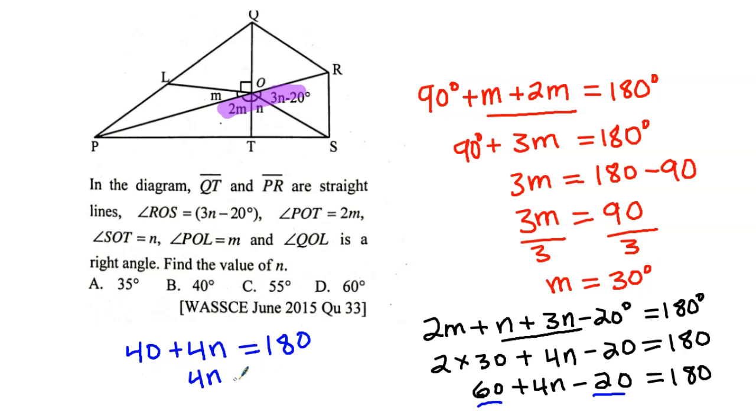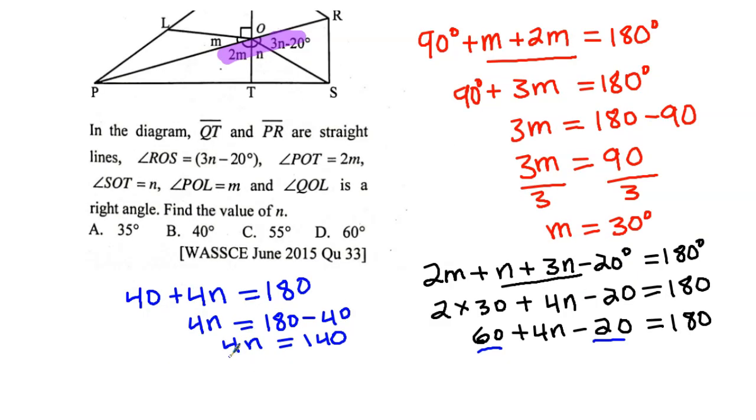So for 4n, we are taking the 40 to the other side, so it becomes subtraction. And then 4n must be equal to 140. And then we divide both sides by 4. And n must be equal to 35 degrees. So A is the correct option.